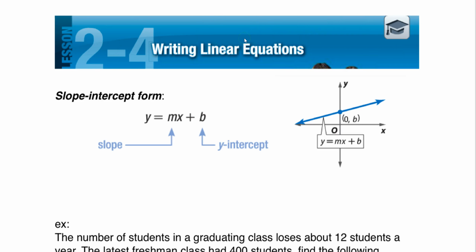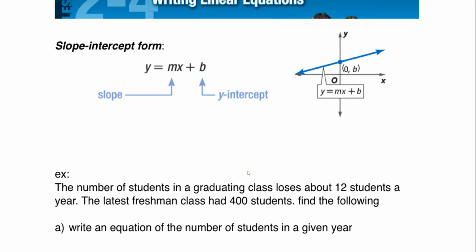2-4 writing linear equations. So this lesson is all about how to write linear equations using different forms. So first, let's talk about slope-intercept form again. Talk about briefly the last lesson. Now let's go deeper into it.